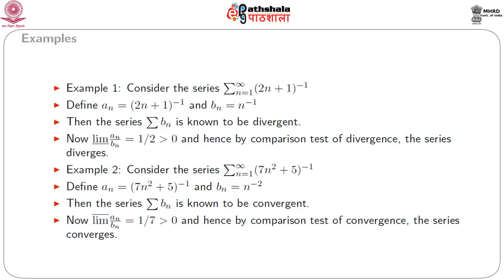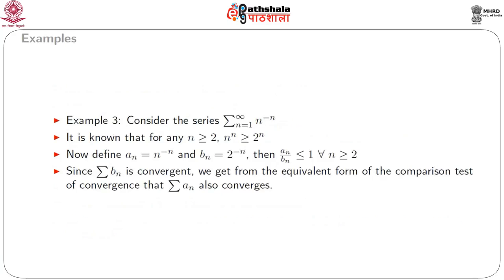Consider our next example, where we have considered a series with nth term as (7n^2 plus 5)^(-1). Now looking at the form of (7n^2 plus 5)^(-1), we set b_n as 1 by n^2. Then the series summation b_n is known to be convergent, and we find that limit superior of a_n divided by b_n equals 1 by 7, which is positive, and hence by the comparison test of convergence the series converges.